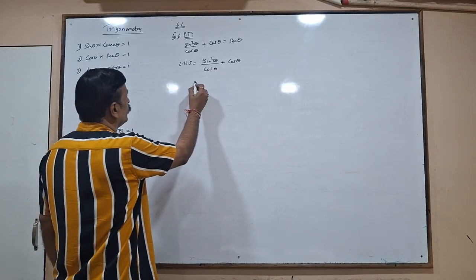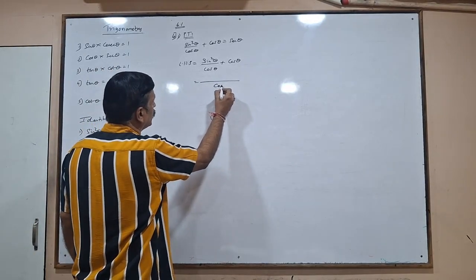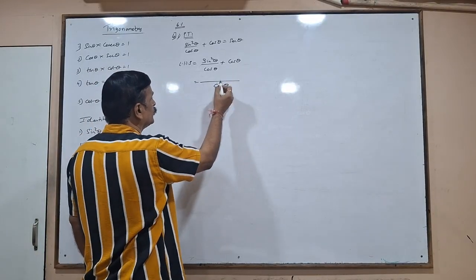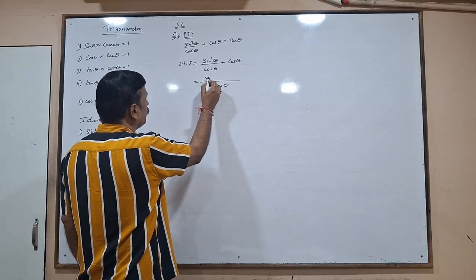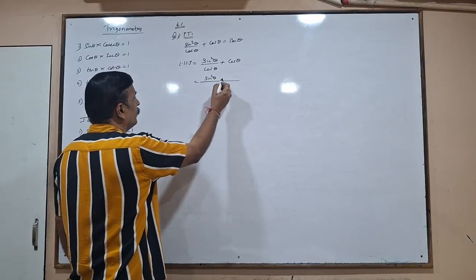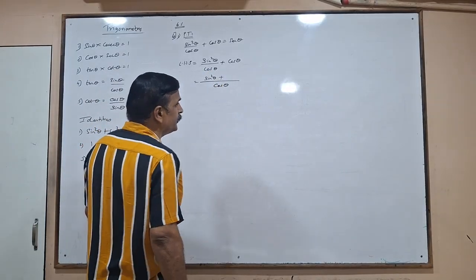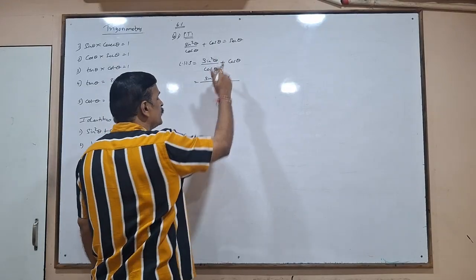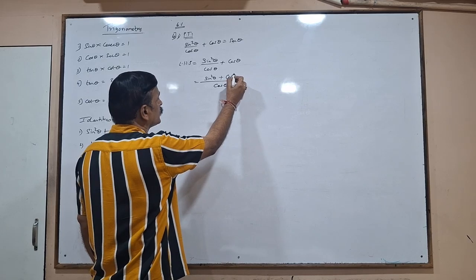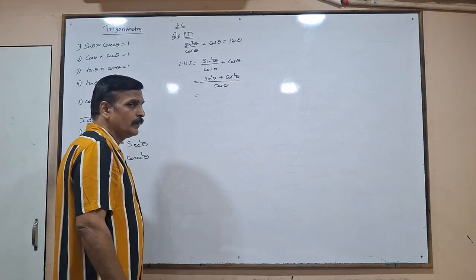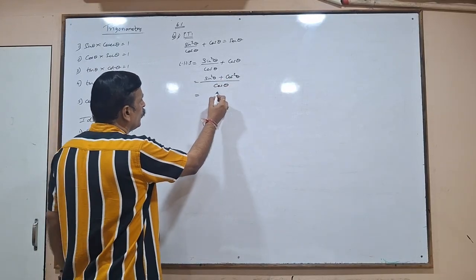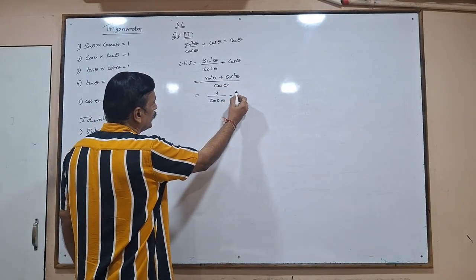Conversion of two terms to one term is only possible by taking the LCM. So I took the LCM. There is no denominator here, so I took cos. The numerator will remain as sine square because the denominator is the same, plus cos into cos, which is cos square. We know sine square plus cos square is 1. So 1 upon cos theta.